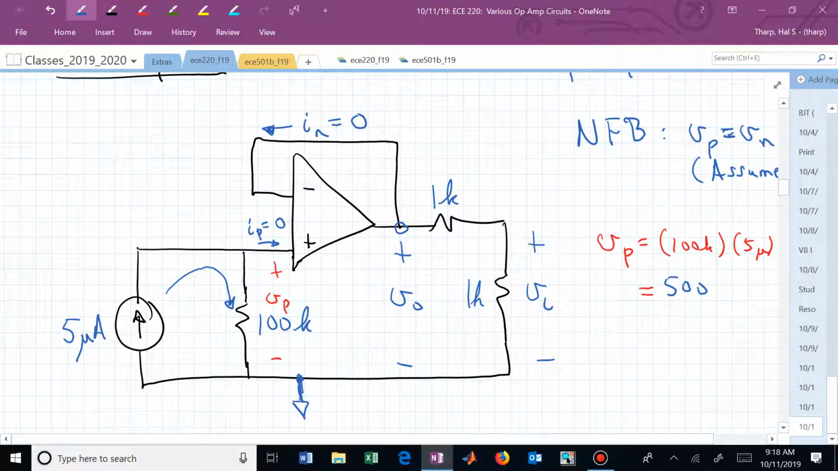M. K times mu is M. You learned that in algebra, right? Okay, so we have 500 millivolts, or 0.5 volts. That's now V sub P.